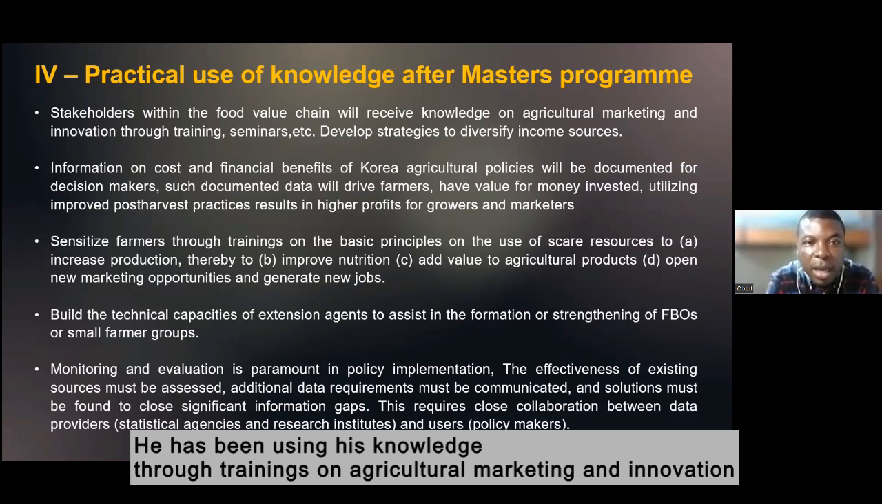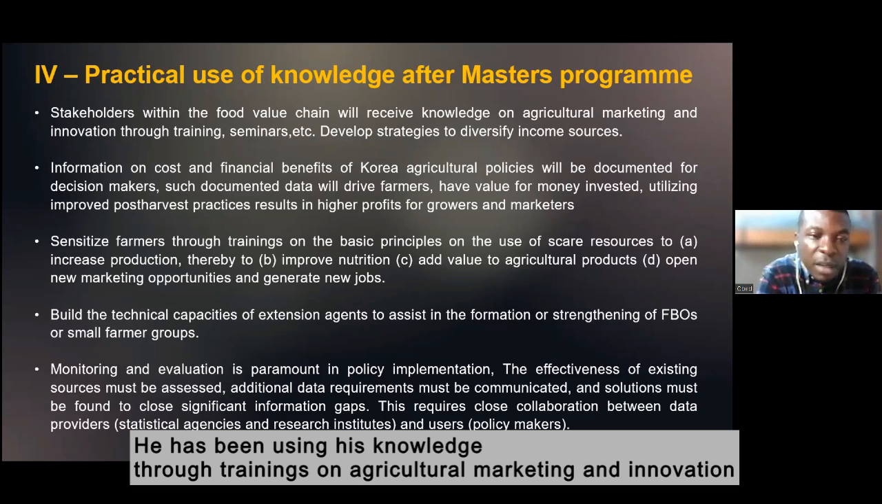Through that, there will be an increase in production, nutrition will be improved, value will be added to agricultural products, new marketing opportunities will open, and new jobs will be generated. Build the technical capabilities of extension agents to assist in the formation or strengthening of FBOs or smaller groups. So in NongHyup, there is one particular section under the agribusiness whereby they assist farmers with knowledge in terms of new methods of going about their things.